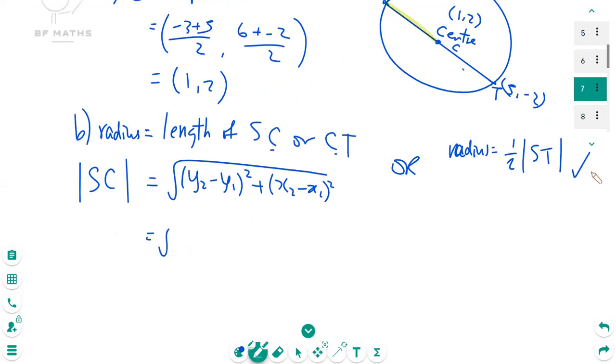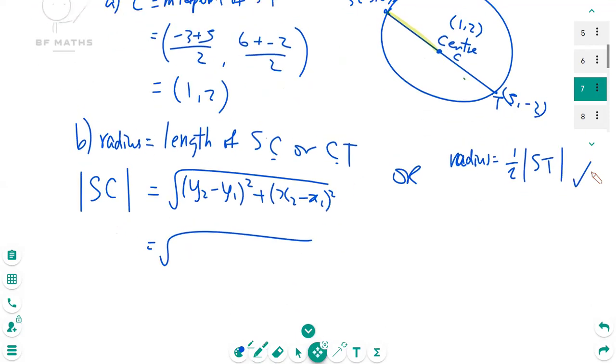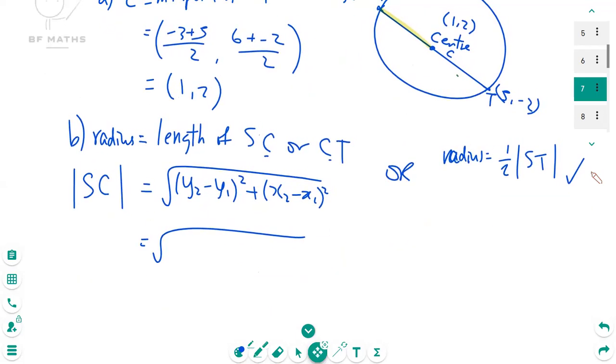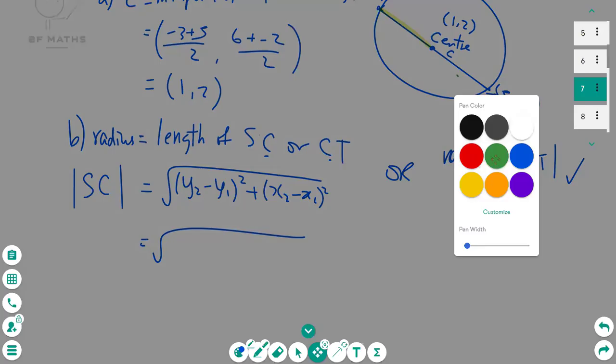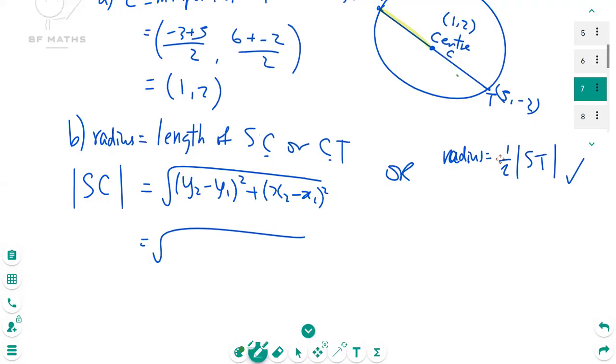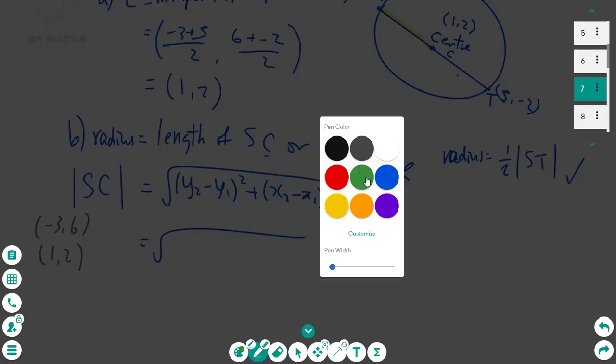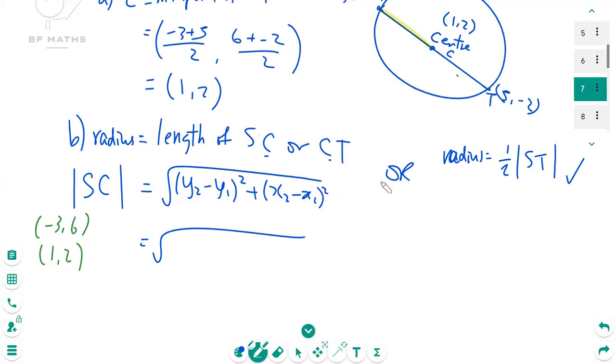So equals square root. S is (-3, 6), and let me write the coordinates on the side so I don't forget. So (-3, 6), and C is (1, 2), right? So y2 minus y1 squared. It doesn't matter which way goes first, because when you square it, it's the same. Think about this: 6 minus 2 squared is the same as 2 minus 6 squared, because they both get 4 squared, which is 16. Therefore it doesn't matter which way goes first.